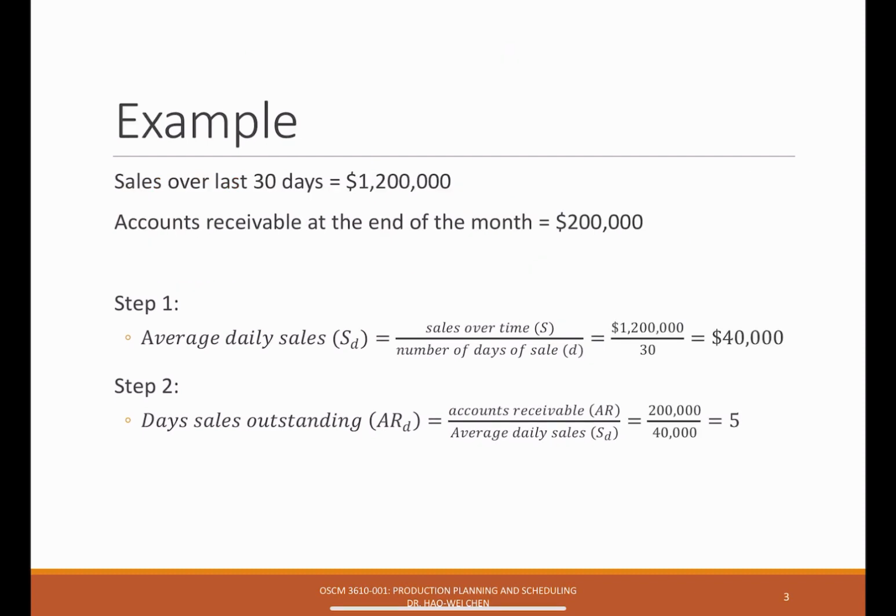For example, suppose that the sales over the last 30 days is 1,200,000 and the accounts receivable at the end of the month is 200,000. Then the first step is to calculate the daily sales. The daily sales will be the sales over time, which is 1.2 million, divided by 30 days. Then the answer will be 40,000. Then the days sales outstanding will be the accounts receivable, which is 200,000, divided by 40,000. And the answer is 5 days.